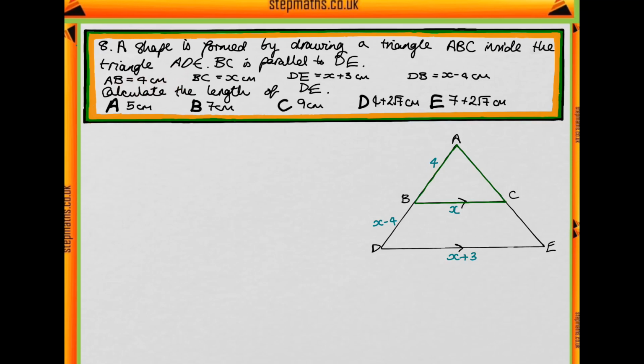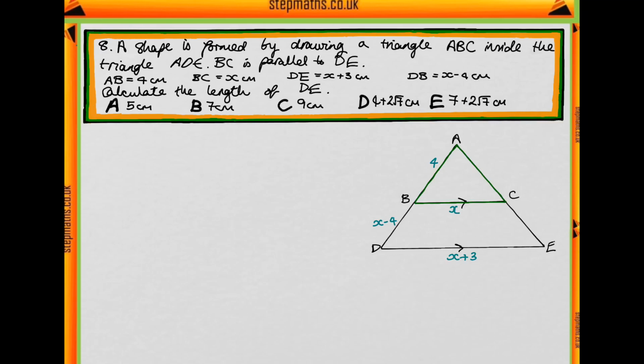So we've got AB is 4 centimetres, BC is x centimetres, DE is x plus 3 centimetres, and DB is x minus 4 centimetres. So we've just labelled them on as appropriate. And we want to calculate the length of DE, so this length x plus 3. So effectively we need to find x.